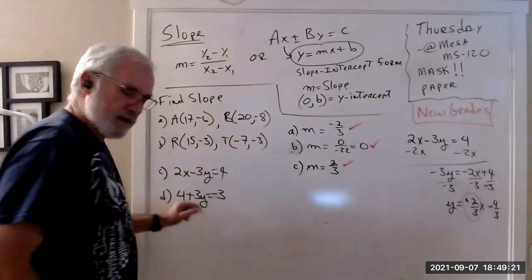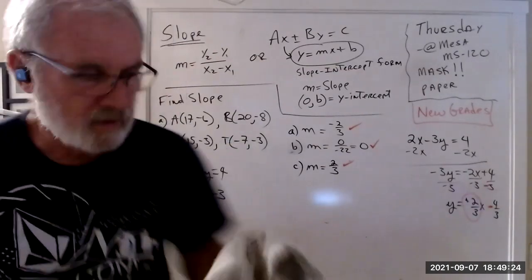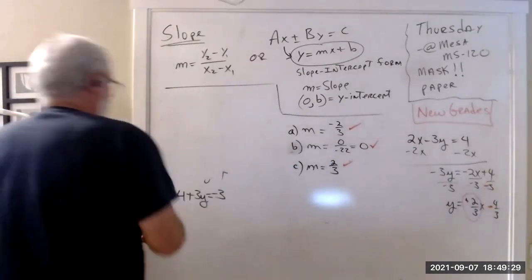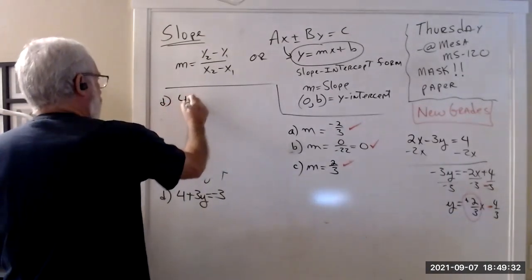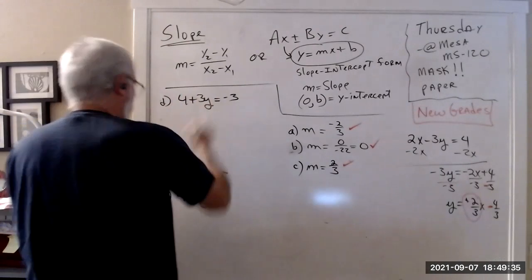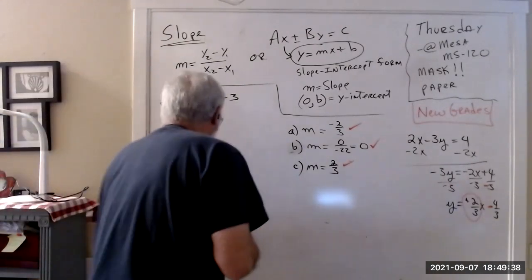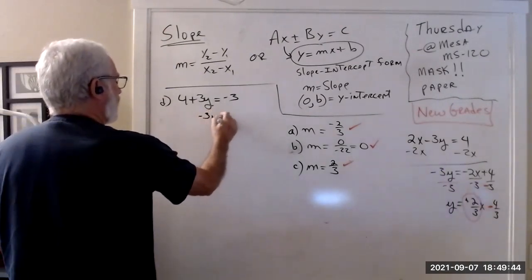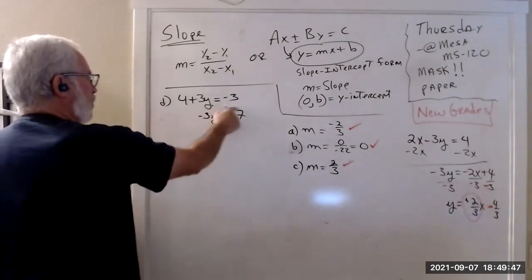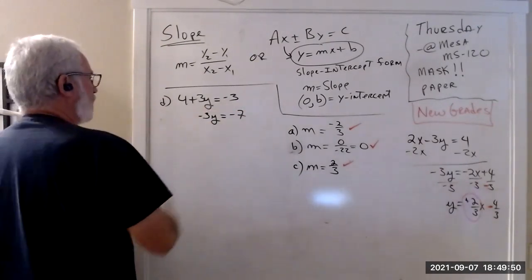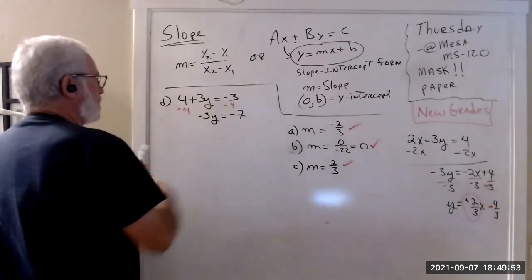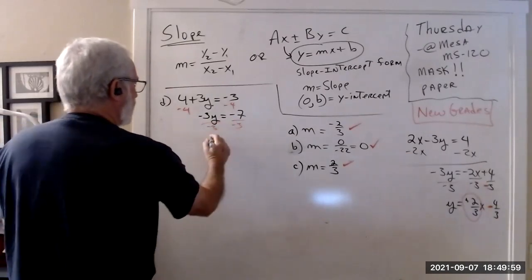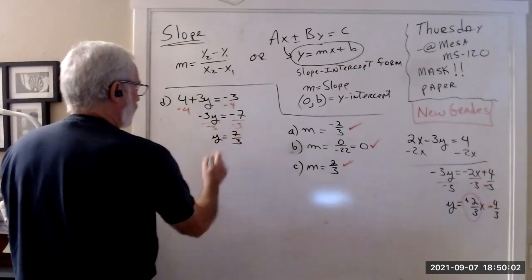All right, let's go back and look at D. D has 4 plus 3y equals -3. Okay, it's not a misprint. So we're going to get the 4 over here, so we're going to get -3y equals -7. Take away 4 from both sides. Divide by -3. Okay, and we get y equals 7/3.